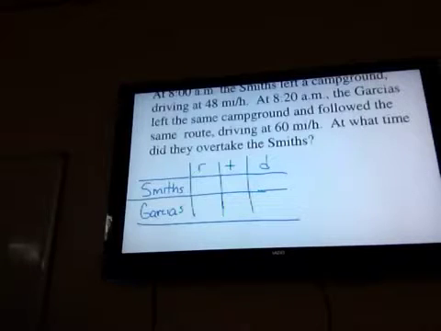All right, what have they given us directly? They gave us that the Smiths are driving at 48 miles per hour. That is their rate, 48. And that the Garcias are traveling at 60 miles per hour. That is their rate.